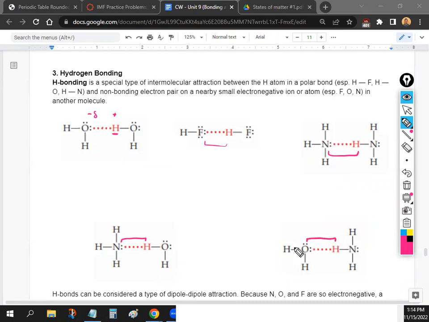Do you draw the dots, the lone pairs, before the hydrogen, to show that it's taking the... You don't have to. It's kind of implied that there are going to be lone pairs. Yeah, but you don't have to.